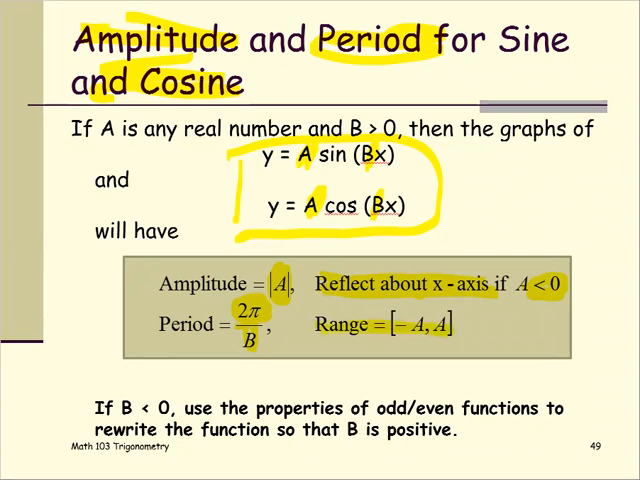The range is going to be the interval from -a to a, for the case where a is a positive number. Otherwise, you're going to put the absolute value to protect it from switching the sign.